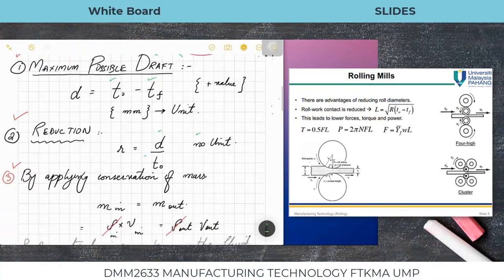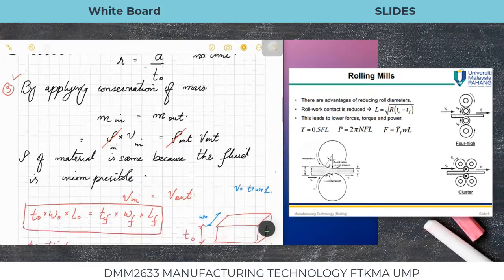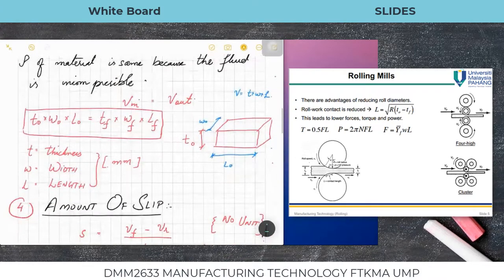Then we go down and we apply the conservation of mass, which means that the material which is entering the roll and the material which is exiting the roll have the same mass. Since the mass is the same, the density is the same, and the volume is the same, but the dimensions change. So thicker becomes thinner, narrower becomes wider, shorter becomes longer. Basically it expands at the expense of a decrease in thickness. So we came up with this conservation formula.